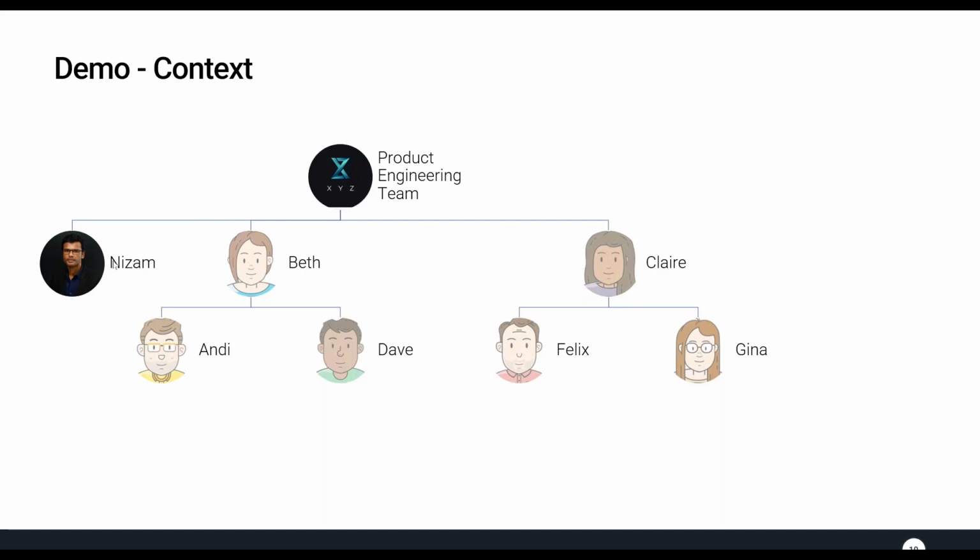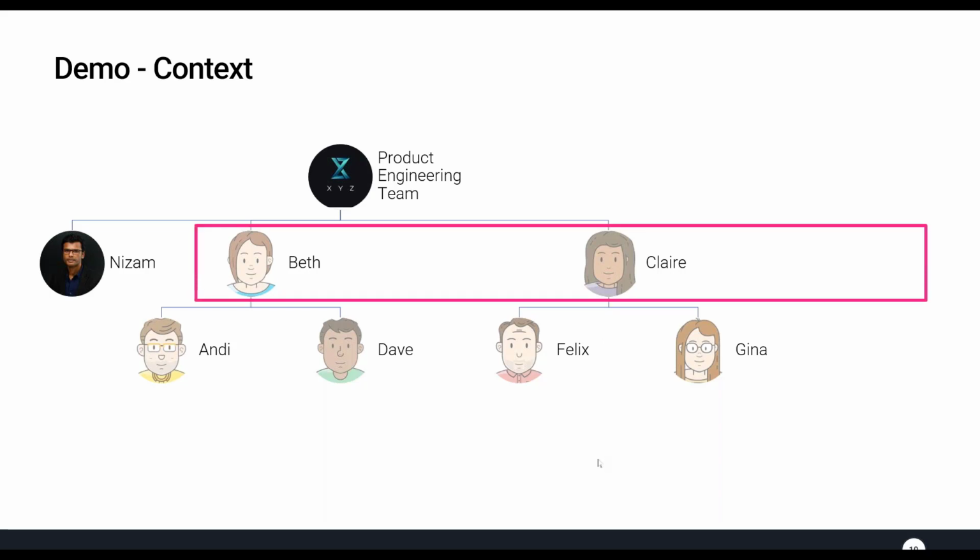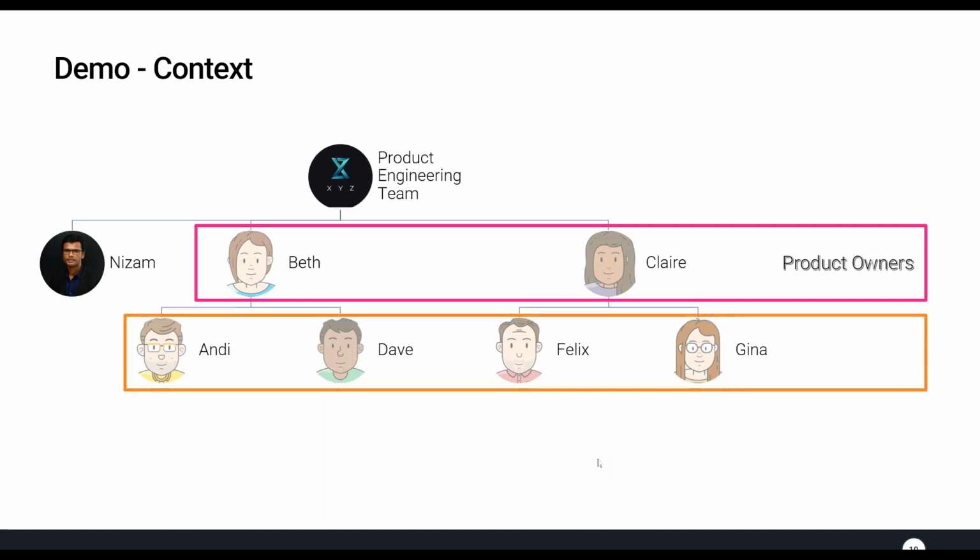Let me just put my name on it, and then let's assume there are two teams. One under Beth, where there's Andy and Dave, and then another team under Claire, where Felix and Gina. The top layer are the product owners, and the second layer are the requirement engineers in this case.